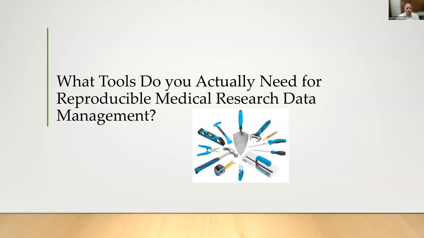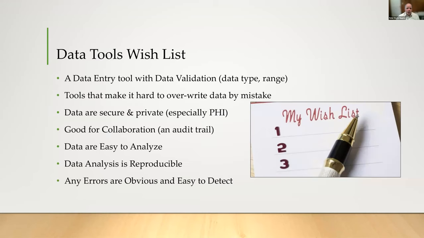So what tools do you actually need for reproducible and secure medical research data management? Ideally, you'd start with a data entry tool with data validation. So it would check the data type, whether it's integer or text or date, and the date range to make sure it's reasonable. Tools that make it hard to overwrite data by mistake, data that are secure and private, especially protected health information, good for collaboration, so there's an audit trail of who changed what cell at what time, and hopefully notes on why they did that. And data are easy to analyze, which has a lot to do with data structure. The data analysis itself is reproducible, and any errors are obvious and easy to detect.